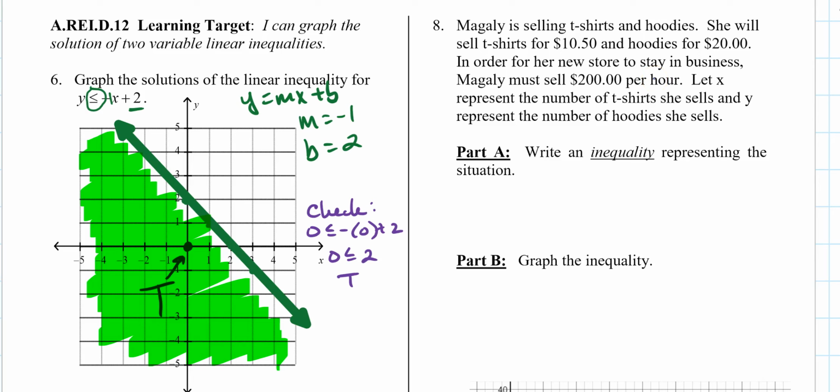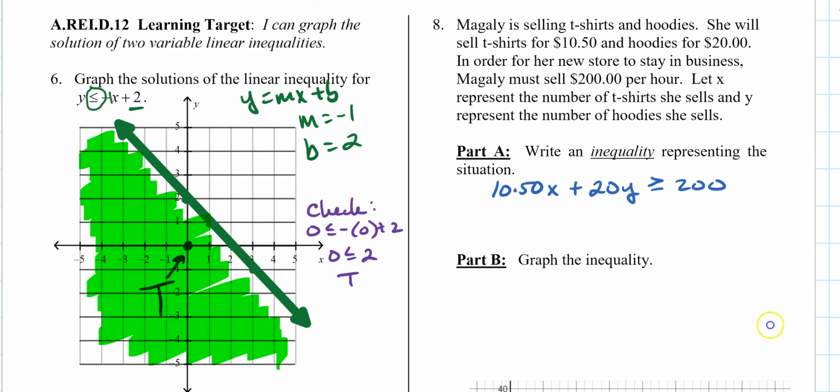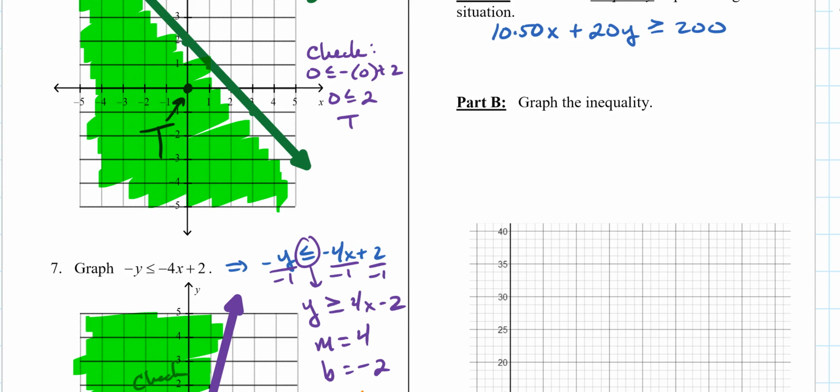Alright, so let's set up an inequality. So if she sells t-shirts for $10.50, the amount of money she makes off of t-shirts is $10.50 times X, because X is the number of t-shirts, plus $20 for a hoodie, so 20Y, because Y is the number of hoodies she sells, and she must sell 200 per hour, so we need that to be greater than or equal to 200. There's my inequality. Part B, graph the inequality.